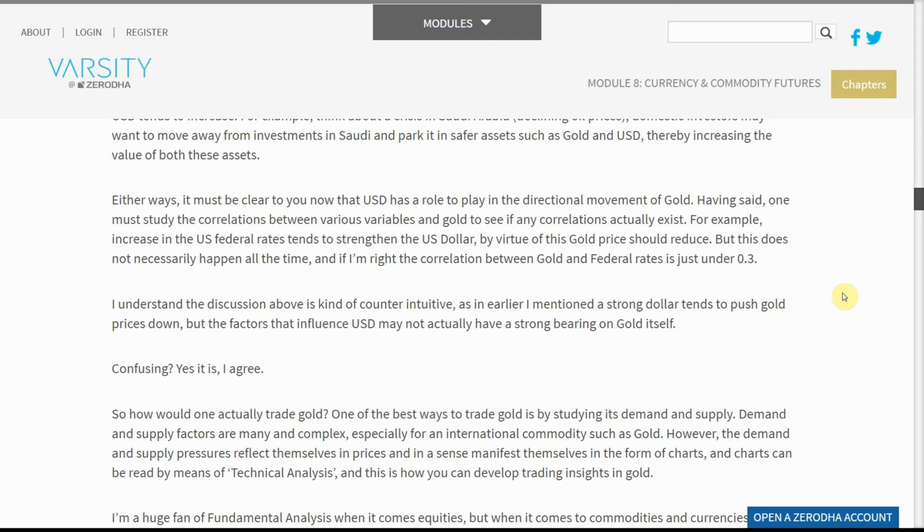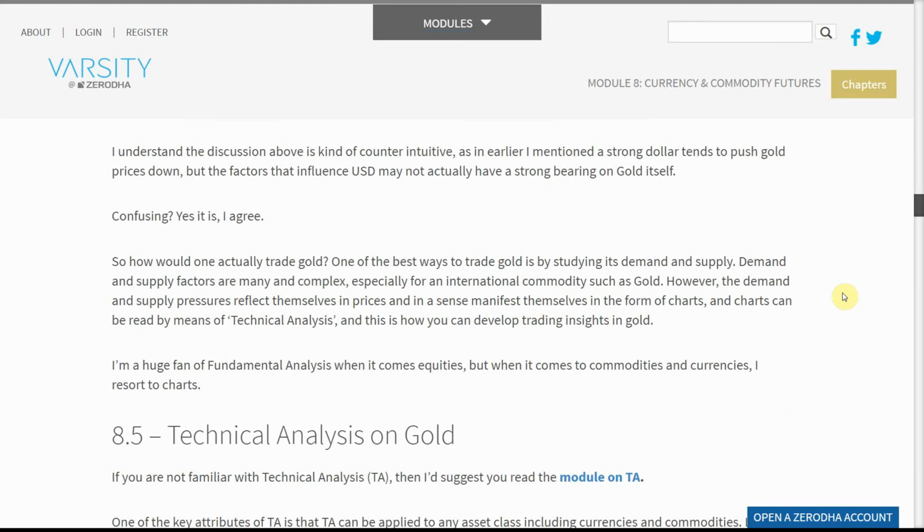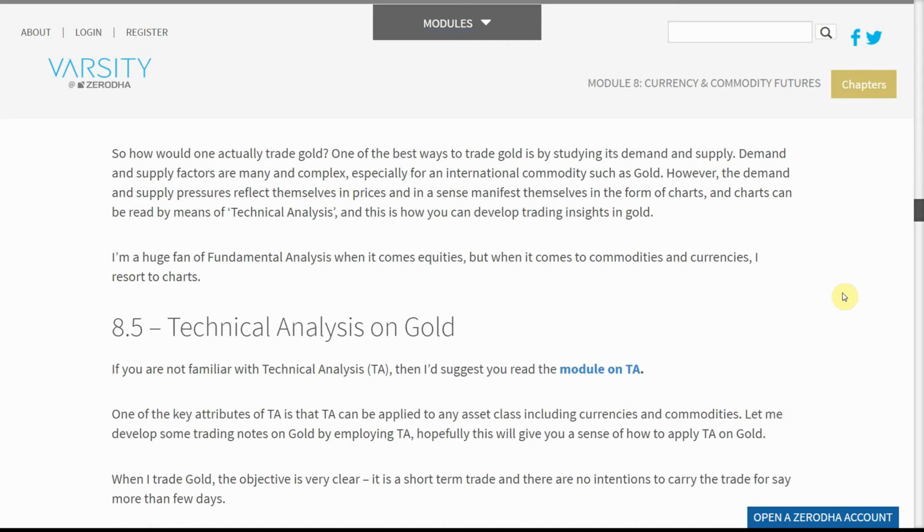I understand the discussion above is kind of counterintuitive. As I mentioned earlier, a strong dollar tends to push gold prices down. But the factors that influence USD may not actually have a strong bearing on gold itself. Confusing? Yes, it is. I agree. So how would one actually trade gold?